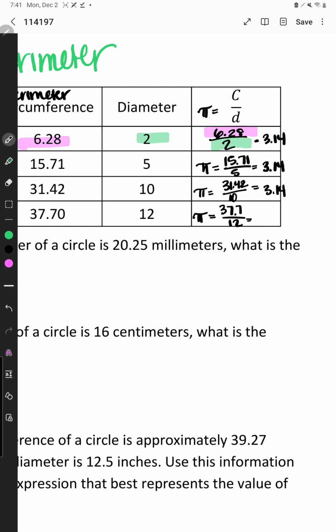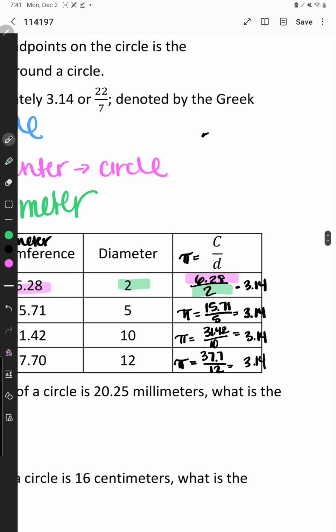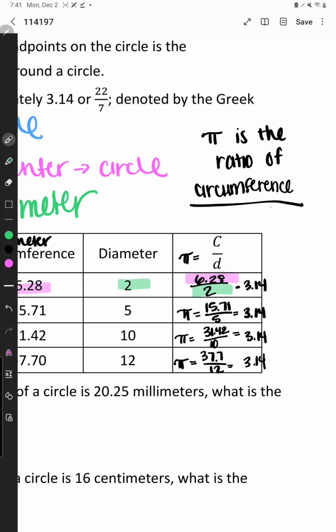It's 37.7 divided by 12, which is 3.14. So anytime it asks you for pi, pi is just the circumference divided by the diameter. Pi is the ratio, and remember that ratio just means division, of circumference over diameter.